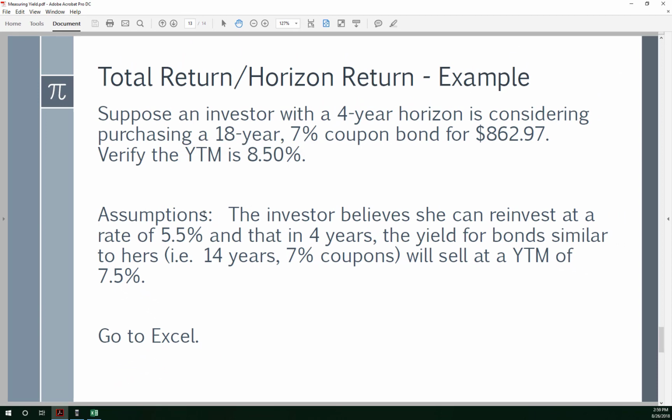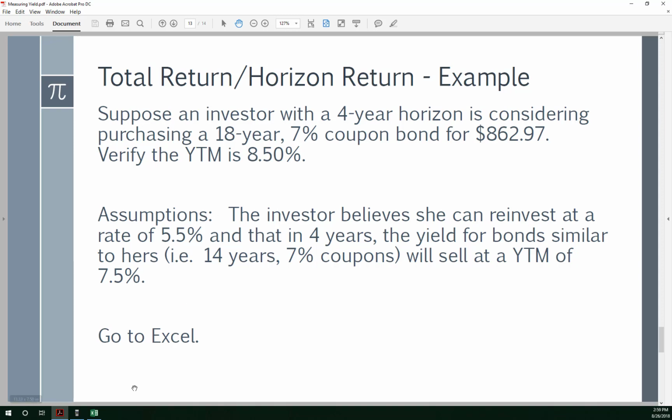And now we're going to relax those assumptions built into the yield of maturity. That is, you hold it all 18 years and the reinvestment rate is at 8.5%. We're going to change those to have a reinvestment rate of 5.5 and a holding period of only 4 years. So the first thing we need to do in terms of the bond is think about what that future value is going to be. It's no longer going to be $1,000 because we're going to sell it prior to year 18, prior to the maturity. We're going to sell it in 4 years, and the assumptions here tell us that we can sell it at a yield to maturity of 7.5%.